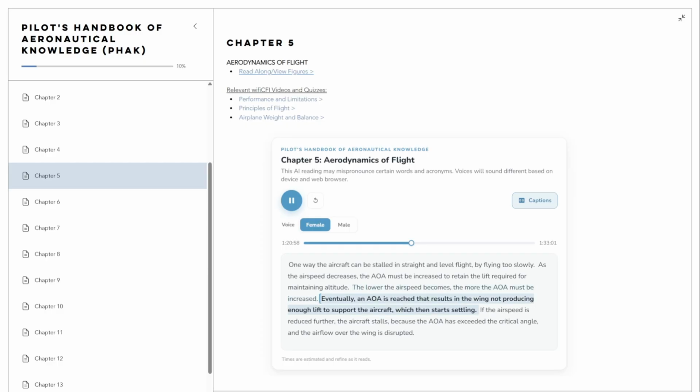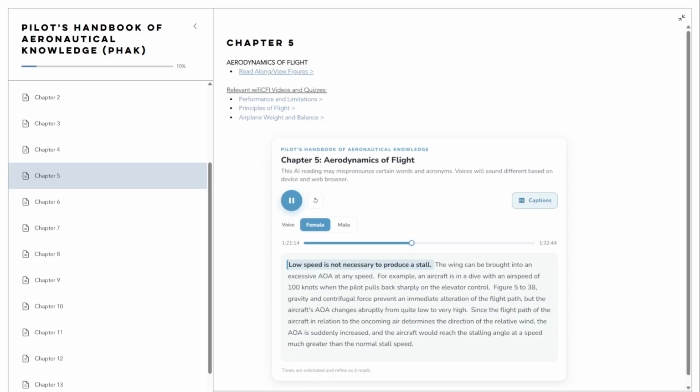Eventually, an AOA is reached that results in the wing not producing enough lift to support the aircraft, which then starts settling. If the airspeed is reduced further, the aircraft stalls, because the AOA has exceeded the critical angle, and the airflow over the wing is disrupted.